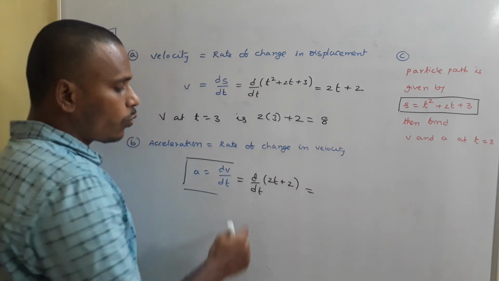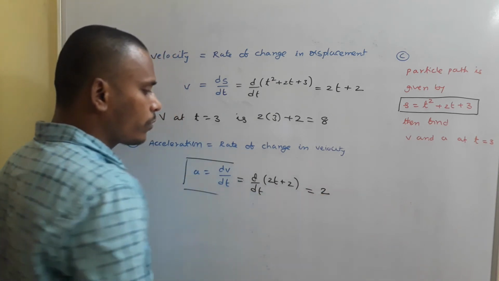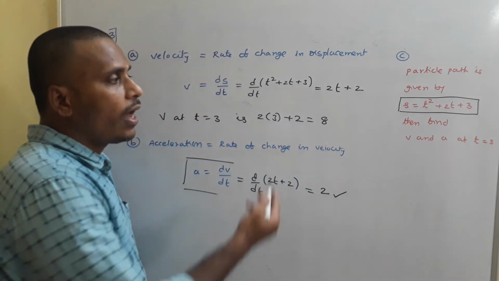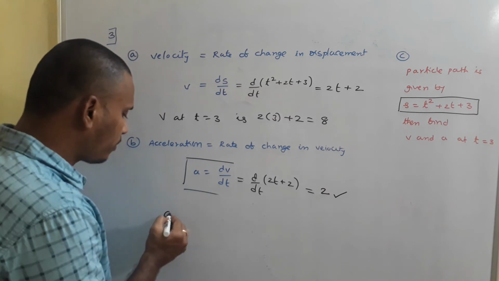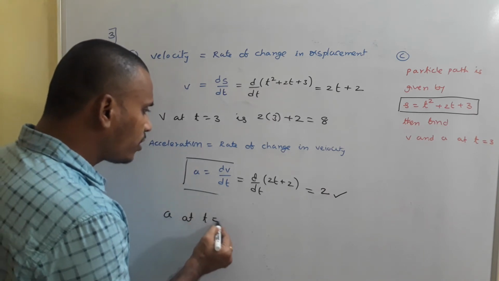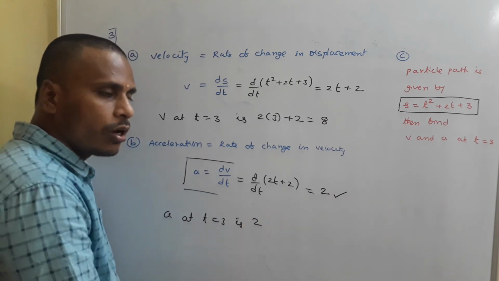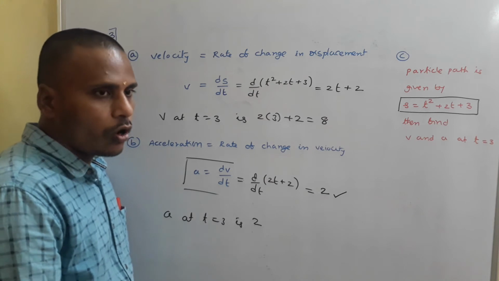If you differentiate, what is the derivative of 2? It is 0, and for 2t it is 2. So acceleration is 2 units per second squared at t = 3. Since it is a constant value, acceleration at t = 3 is again 2 only. Numerically it is 2, and if you mention the units, we need to go according to the problem, according to the options. Have a look.